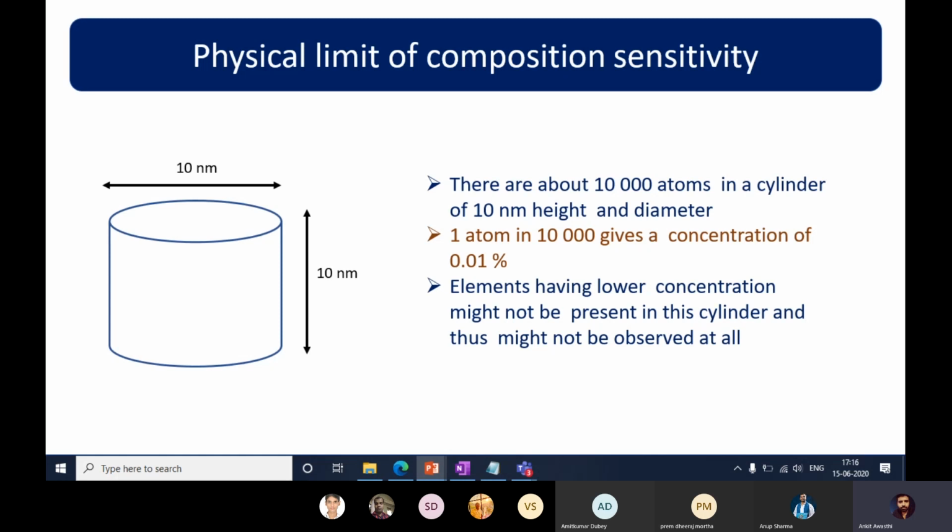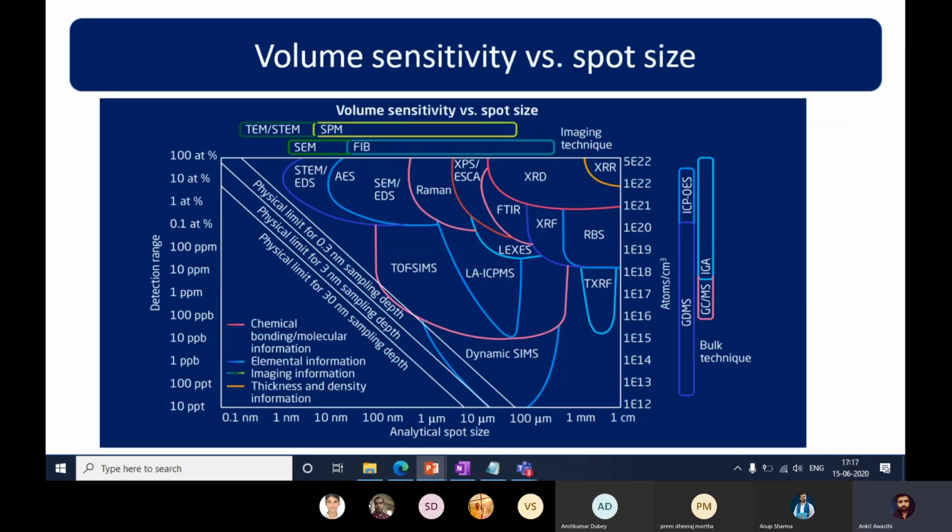of concentration only. So that is the point: if you increase the spot size, then you are analyzing a large number of atoms, and among that we take some minimum. Here you can see that this is a detection range, from 100% atomic percentage, decreasing to parts per million, parts per billion and parts per trillion. So it depends how sensitive an analysis you are doing. We choose a method according to that, and according to the detection range we choose our spot size.